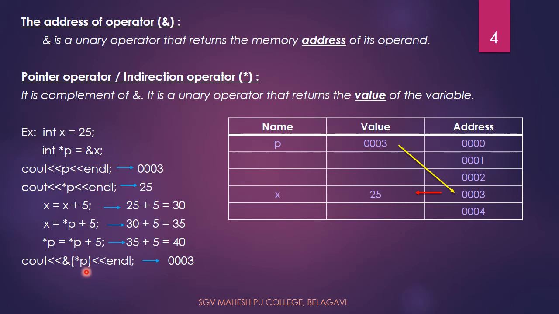Now if I want to find the address of star p, if I display with cout and I say ampersand, I get the address of this star p. So the address of star p is nothing but 0003.